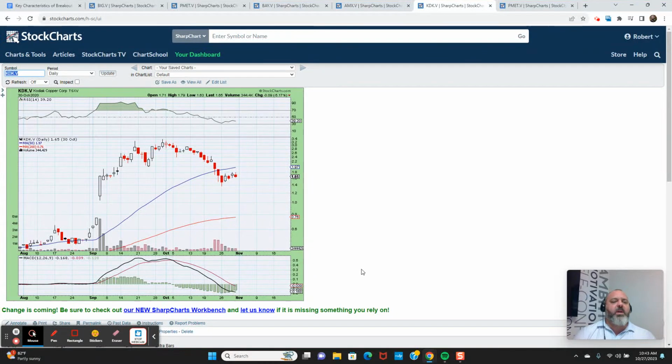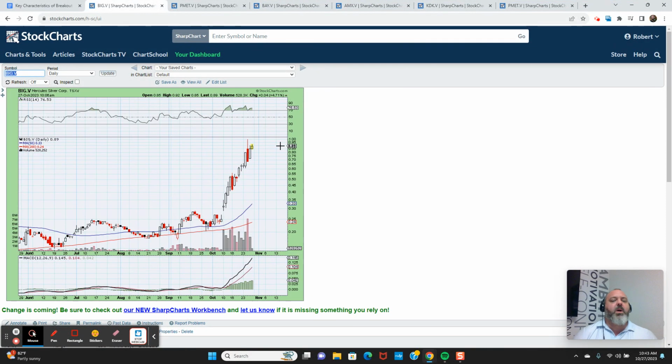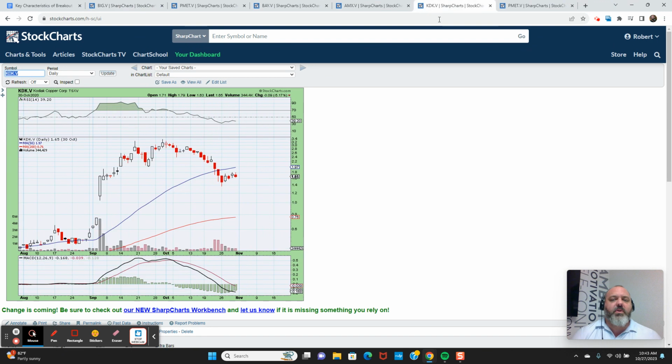Kodiak Copper. So this one was mentioned to me as being similar to Hercules Silver, both in terms of the fact that it's a porphyry copper story and just sort of the way the price action has been. Yes, it's similar in a lot of ways, but notice how with Kodiak, the volume was only heavy in the first week of the move, and then it really just sort of fizzled out.